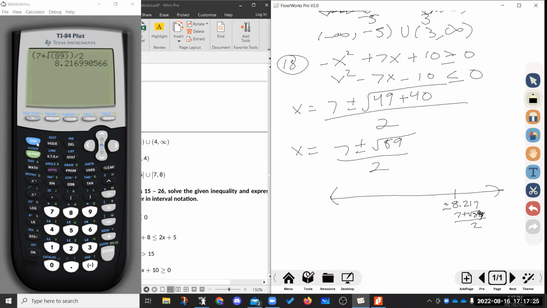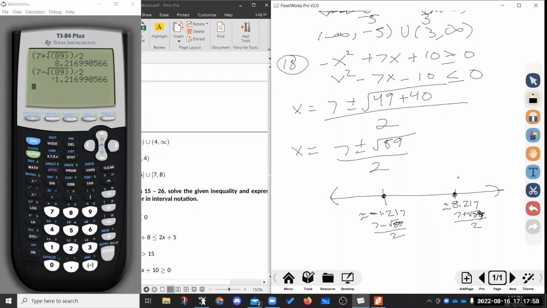On the left-hand side, I'm going to have minus. This is going to be -1.217 approximately, which is 7 minus root 89 over 2. And we said that the endpoints are going to be included.